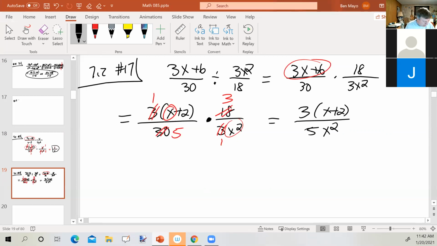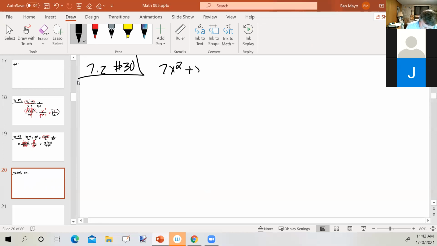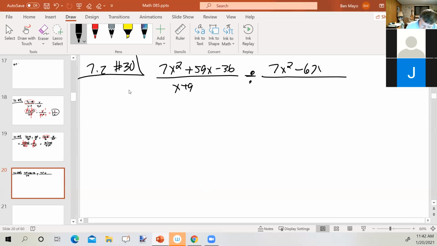Yes. Number 30 coming up. Perform the operation and simplify if possible. We have 7x squared plus 59x minus 36 over x plus 9 divided by 7x squared minus 67x plus 36 all over x minus 4.